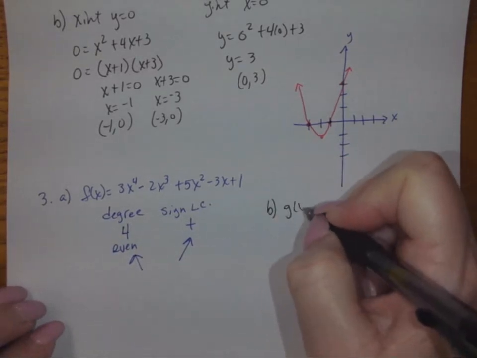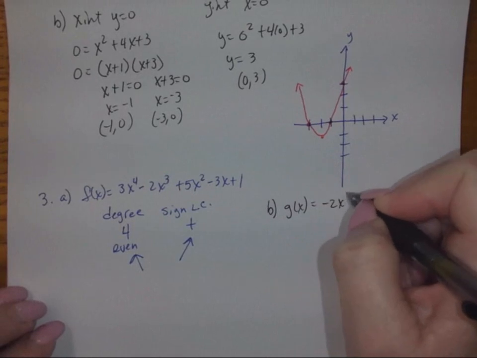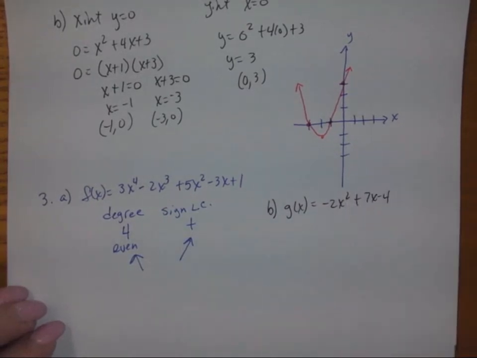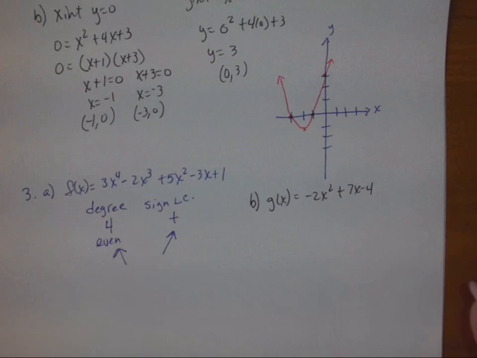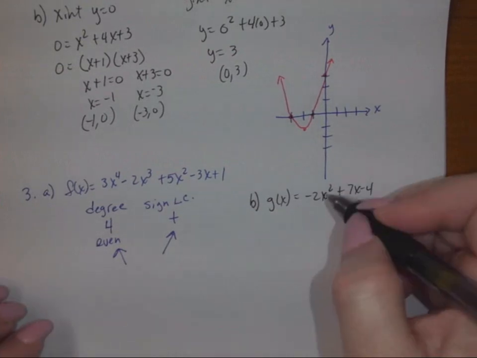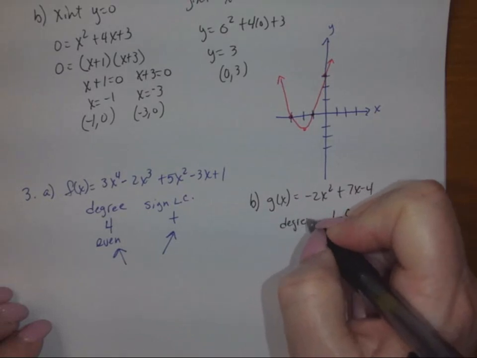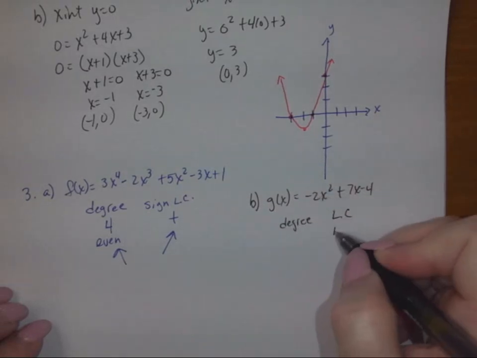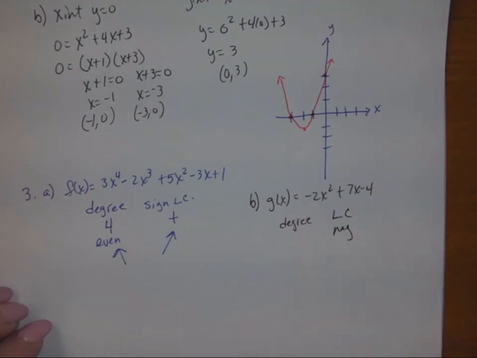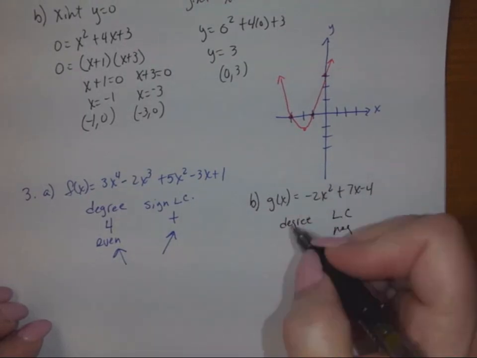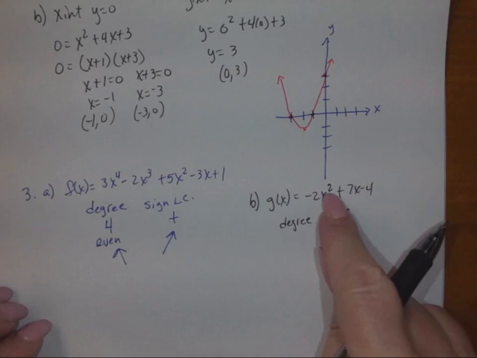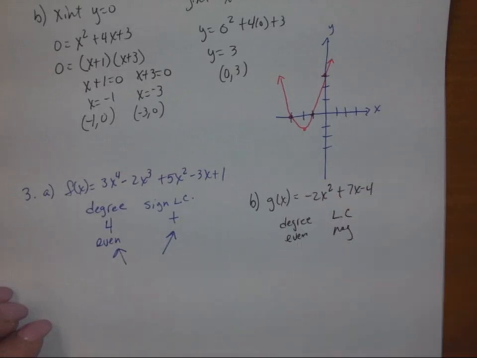We have g of x is equal to -2x squared plus 7x minus 4. So we're going to look at the same parts here. We care about what the leading coefficient is, and we care about the degree. So our leading coefficient is negative because it's -2x squared. Our degree is even because it is a 2 up here. We care that it is even. Because it's negative, it goes down. Because it's even, it's like even Steven, it does the same thing. It will go the same direction.